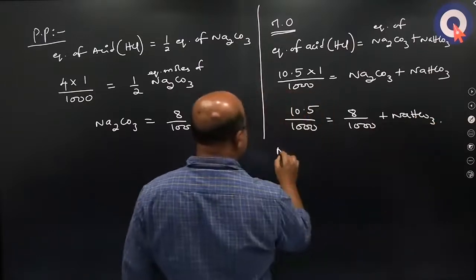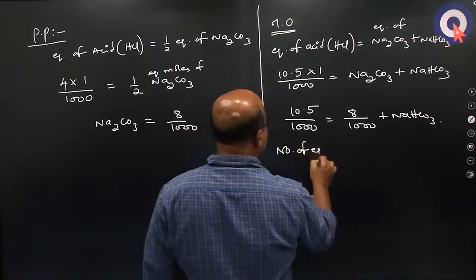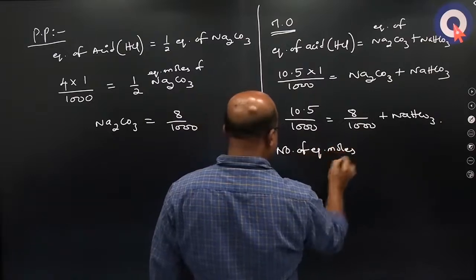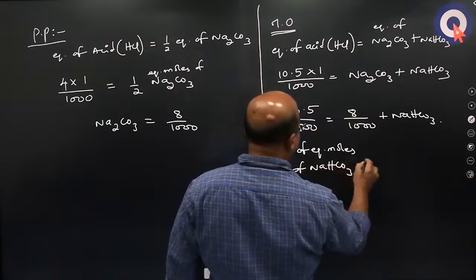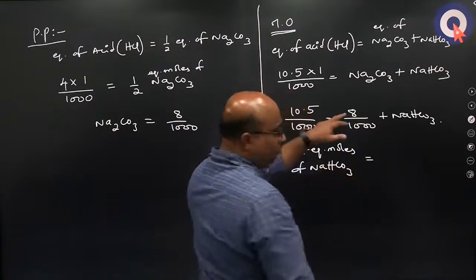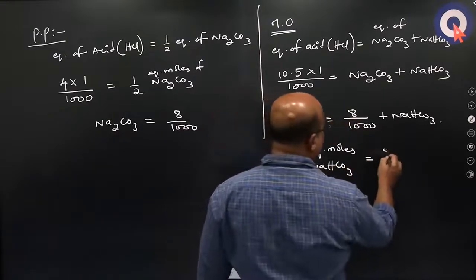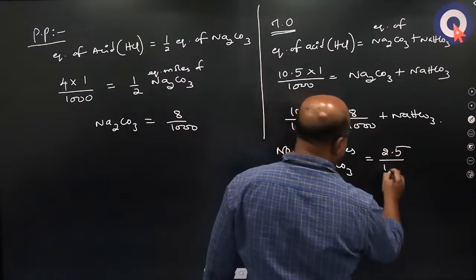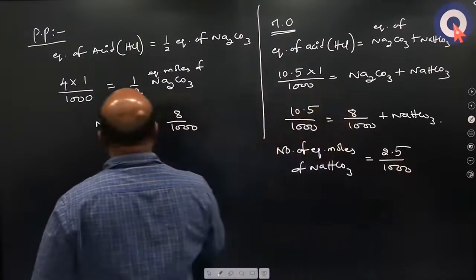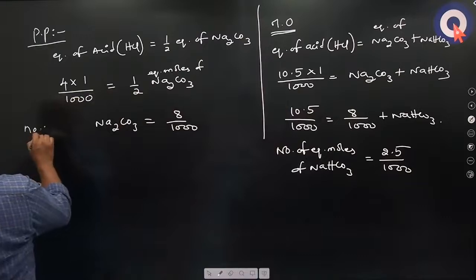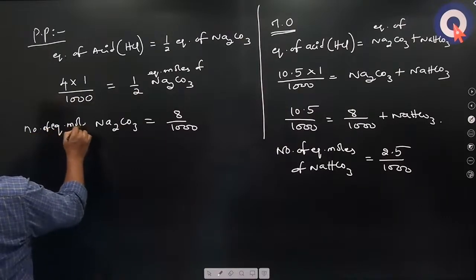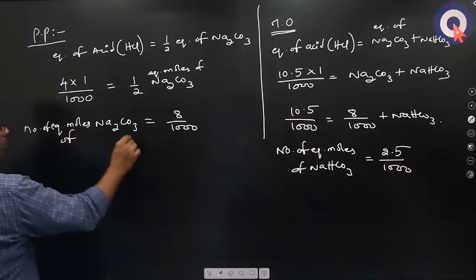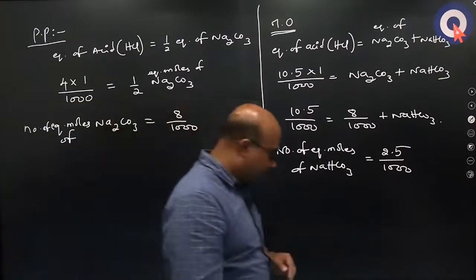So the number of equimoles of NaHCO3 will be 10.5 minus this part, so it is 2.5 by 1000. And the number of equimoles of Na2CO3 is 8 by 1000. Clear?